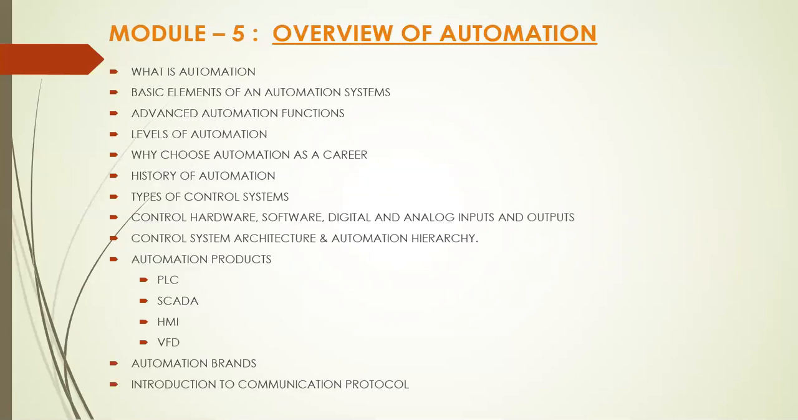Then comes overview of automation. In this module, we are going to cover the history of automation and the importance of automation. So automation is everywhere, be it home, office, industry, or mall. It is inevitable. We cannot survive without automation. So now you know the importance of automation. So if we are planning to pursue a career in the field of automation, then definitely it is worth it.